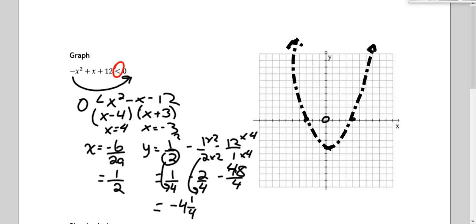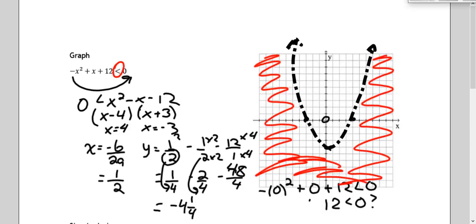So then we need to do our test, and we need to test 0, 0. It's our easy test point. I always plug this into the original because that's how I am. So -0 squared plus 0 plus 12. It must be less than or equal to 0. Is 12 less than or equal to 0? It is not. So then we need to shade everything else that is not within the parabola.